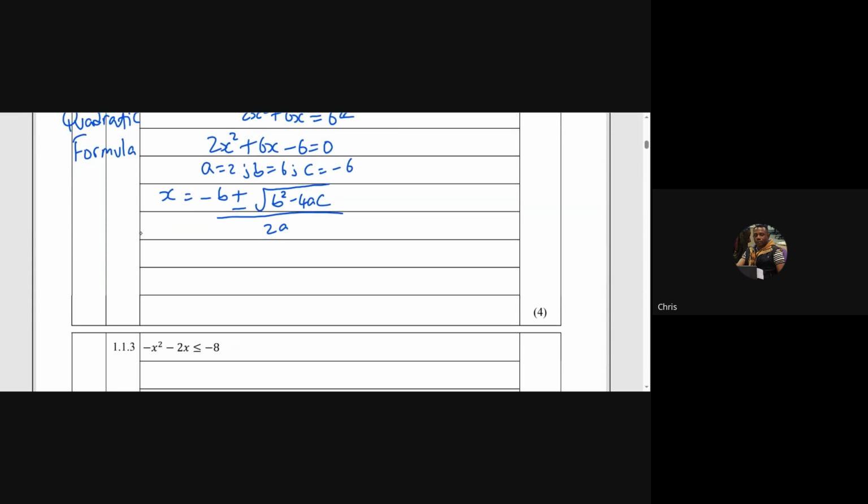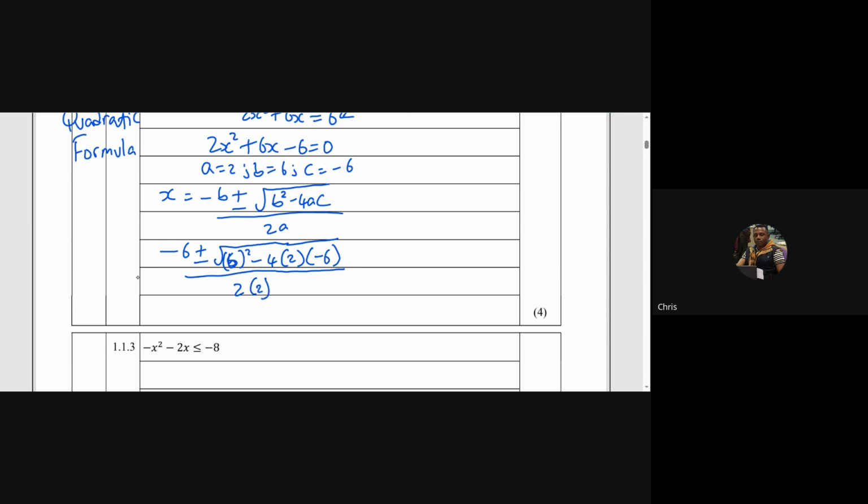Then I substitute what I highlighted. What I have is negative 6 plus or minus square root. I have 6 squared. Make sure it is in bracket, please. Minus 4. What do we have by A? 2. And what do we have by C? We have negative 6. Remember to go with your signs. All over 2 here. What we still have by A is 2.